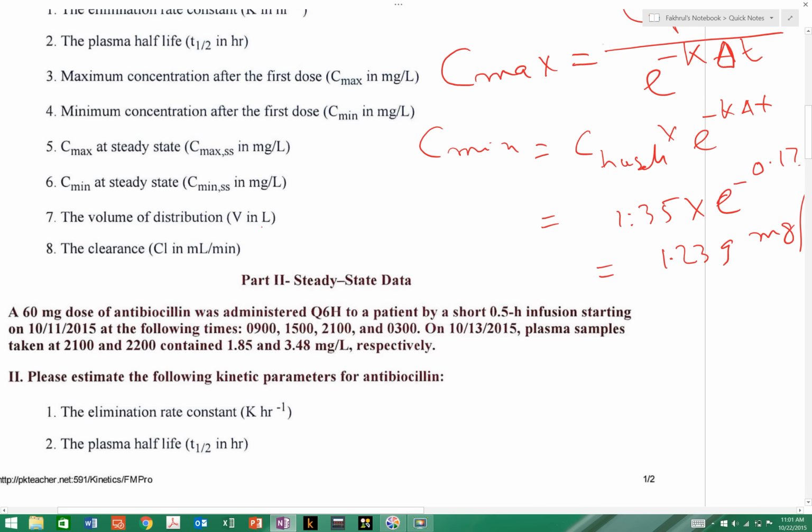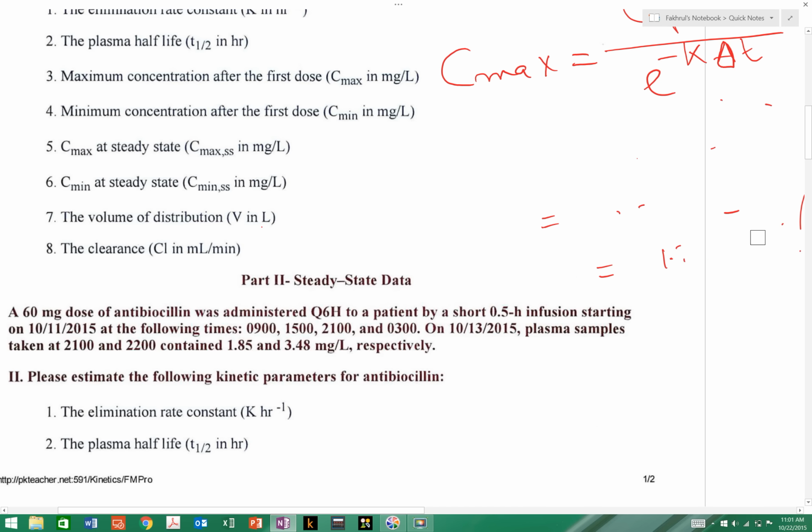Now we have to do some more calculation. This is Cmax and Cmean at steady state. In this case, we do not have any information about the steady state concentration. We don't know anything about Css. So for this reason, we have to go backward. We have to backtrack on some of the equations.